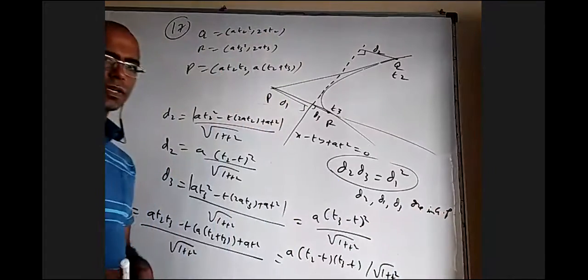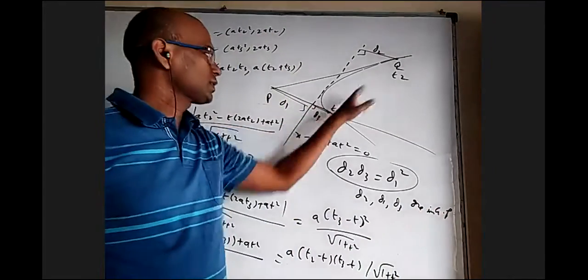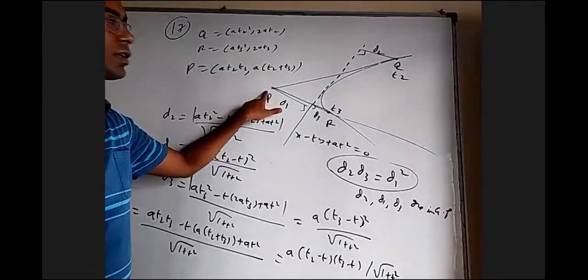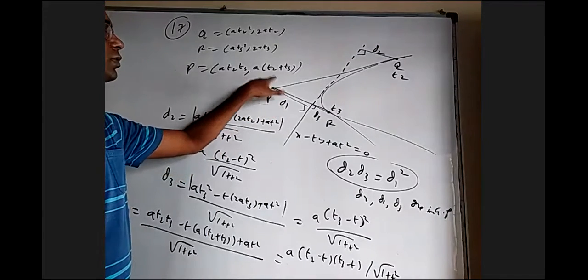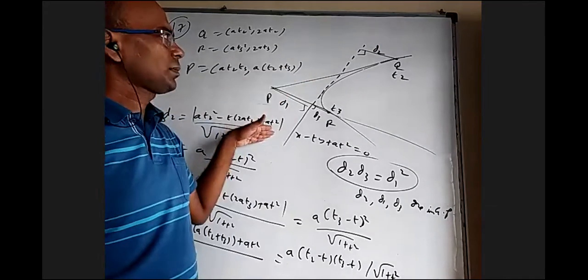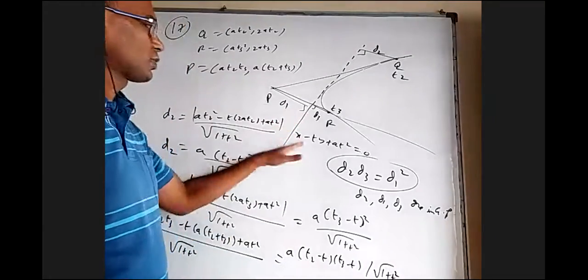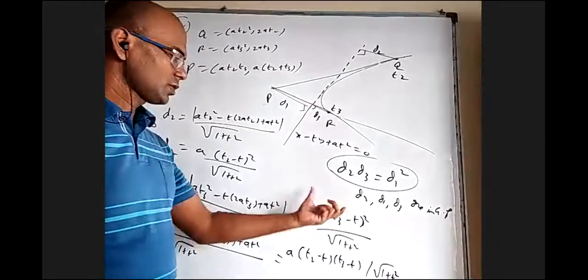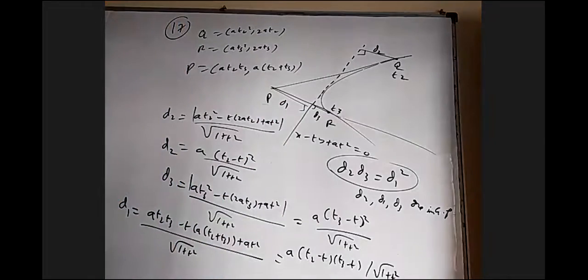Okay, nothing great we have done. We took this as t2, this as t3, and the point of intersection of tangents at t2 and t3 is (a t2 t3, a into t2 plus t3). It's some tangent, some other tangent. We took some equation, found all the distances. It's easy to observe they are in geometry progression.